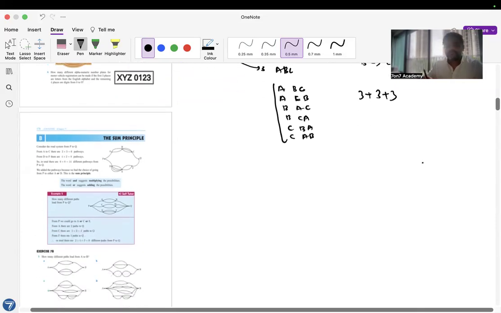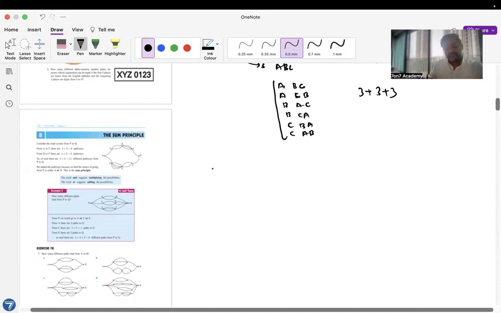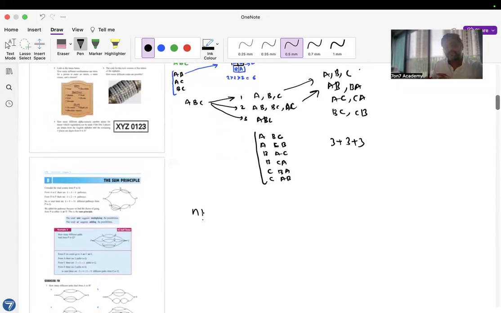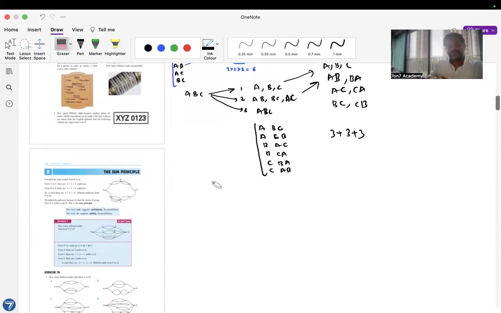So, suppose I have A, B, C. Let us start with these counting problems. Can we do it by proper maths? So what is n factorial? Anvika, do you know n factorial? Yes, sir.